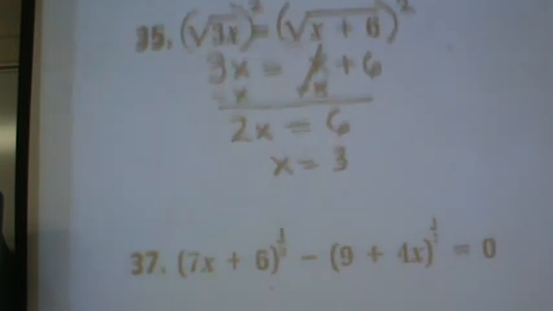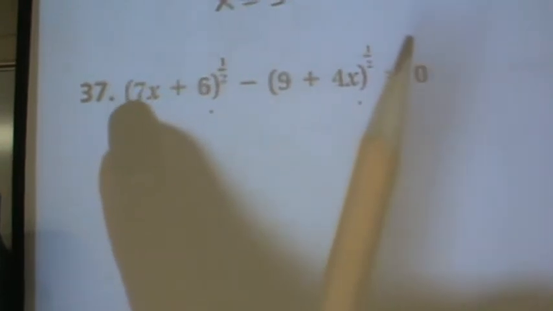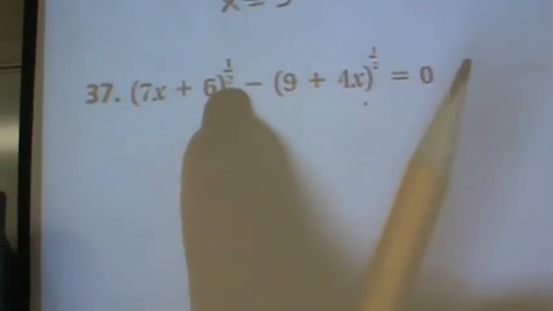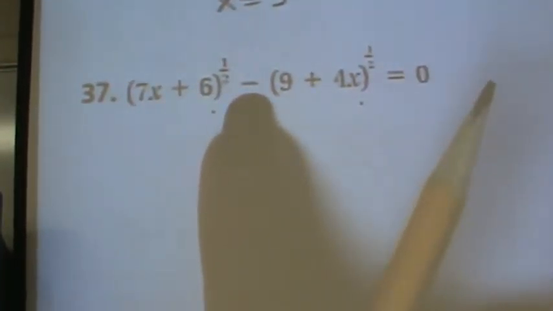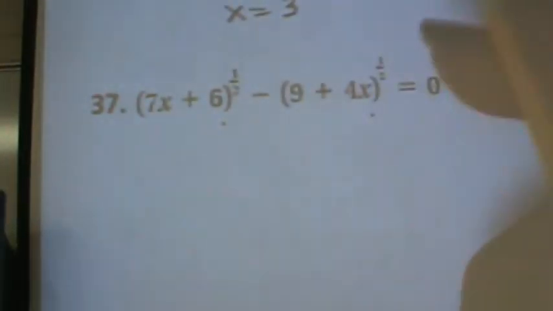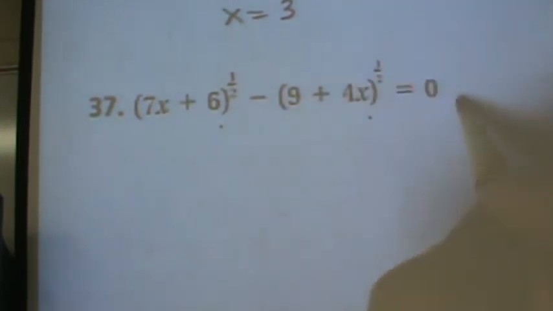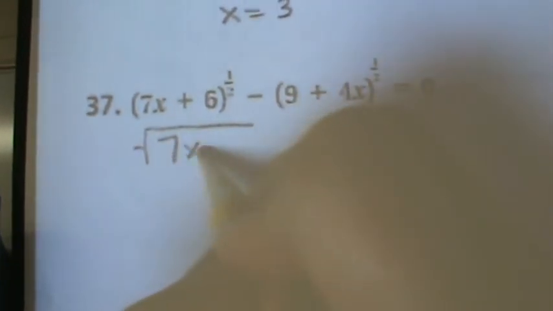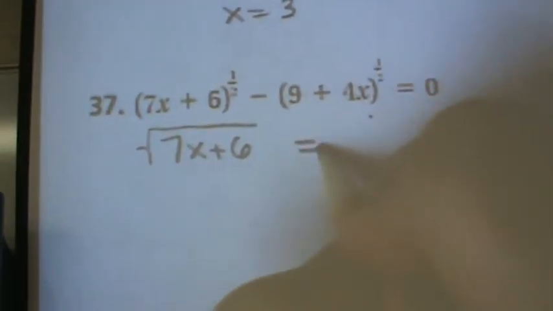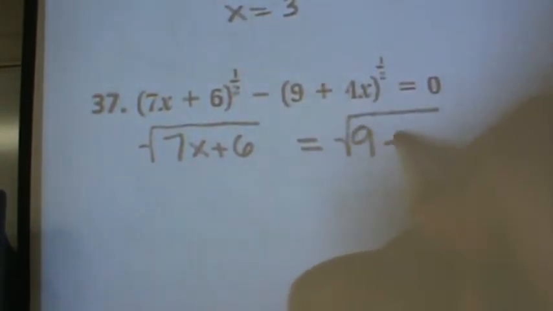Okay, now check out this one, 37. This says the square root of 7x plus 6, minus the square root of 9 plus 4x, equals 0. Anyone think they know what to do? Square both of them. How about if we move this to this side? See, this really says square root of 7x plus 6 equals, and then if I move this over here, the square root of 9 plus 4x.